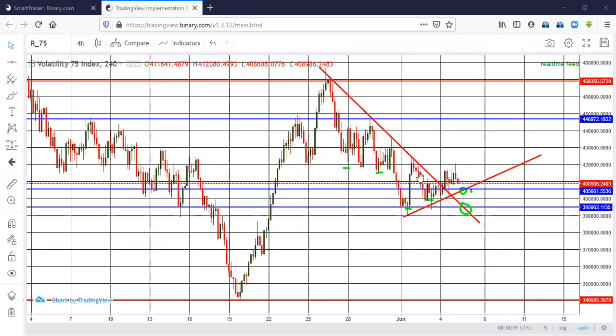Yes, I've seen when it touches. I just want to be clear. When it touches point one, do you immediately enter a buy?